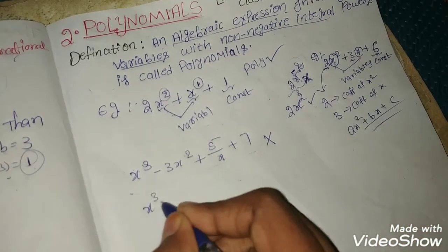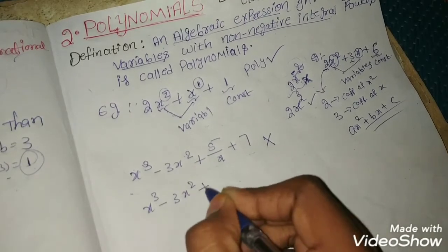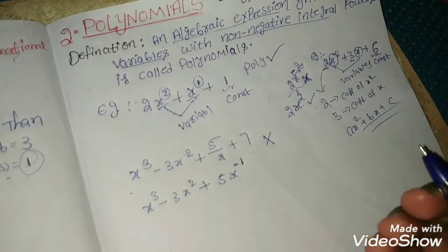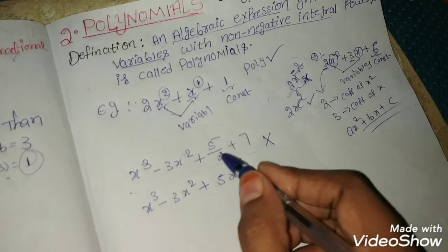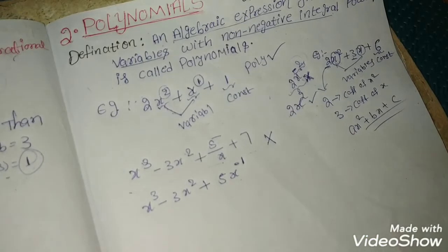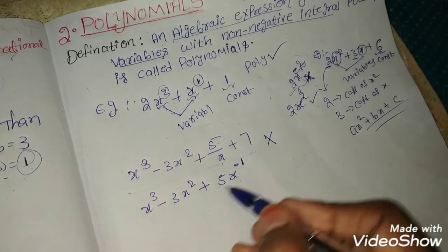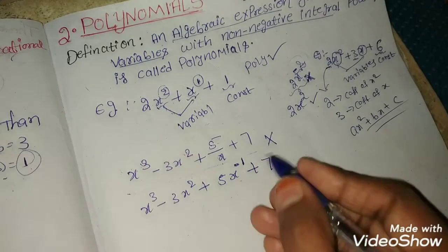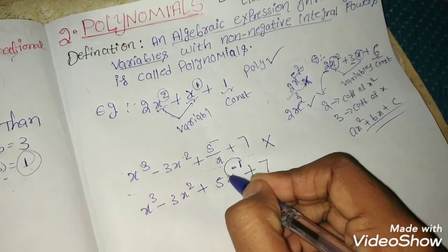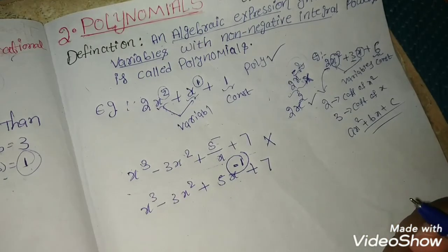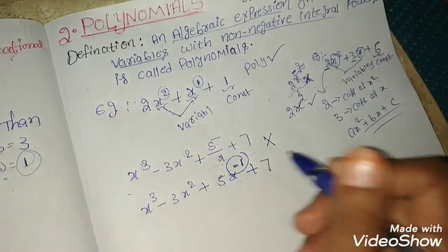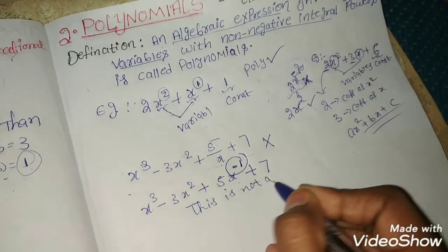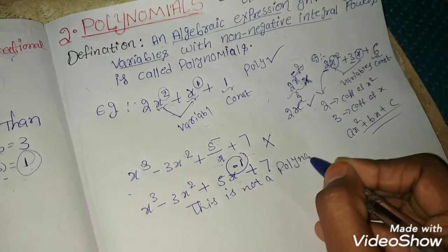See here, this expression 5 by x can be written as 5x power minus 1. This is the reciprocal, 1 by x. So we write it like this: 5x power minus 1 plus 7. So here we are getting a negative integral power. So this is not a polynomial.